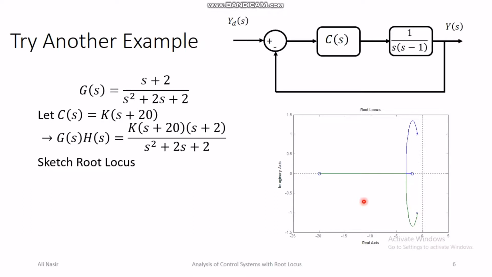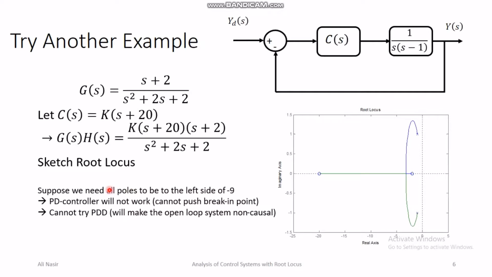So in this case, the PD controller does not add any additional advantage compared to the proportional controller. And you can see that if we want all the poles to the left of -9 point, then it's not happening with the PD controller. And although already with the PD controller this system is hardly just causal. We cannot try the PDD controller, because that will make the system non-causal, and we do not deal with non-causal systems, because physical systems are always causal.